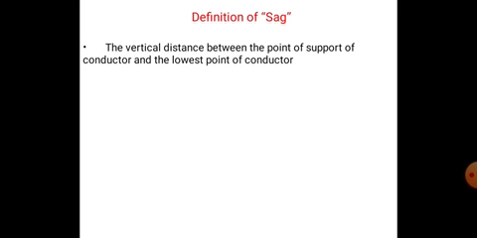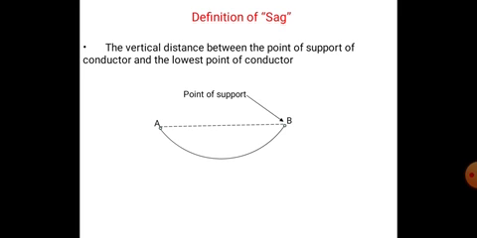It is the vertical distance between the points of supports, the conductor and the lowest point on the conductor. That is, point A is one pole and point B is another pole. Thus, the conductor should not be in a straight line, because if it is tightened, the conductor will break. So that's why we use some loose band, which is known as sag, at the points of supports.